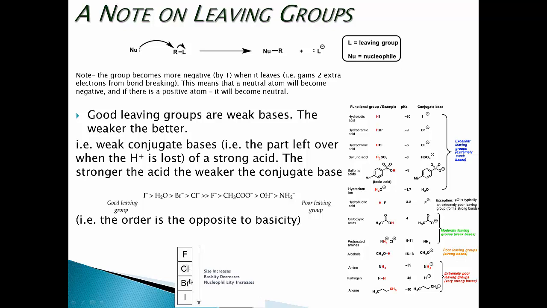Again, looking at these halogens, as you go down the halogens, you're increasing the size, the basicity is decreasing, and the nucleophilicity is increasing. So as you go down, you're getting a weaker base, so it's a better leaving group.